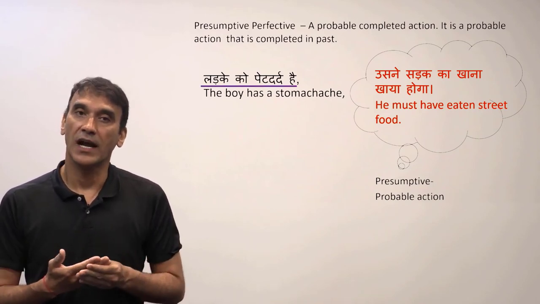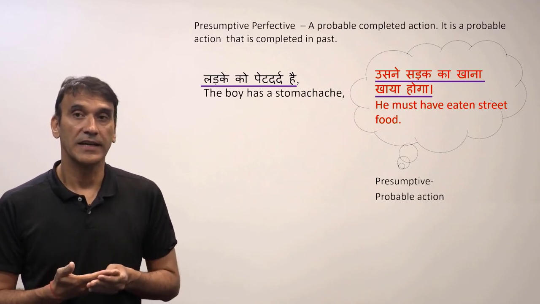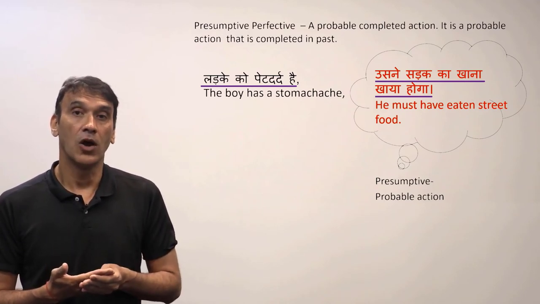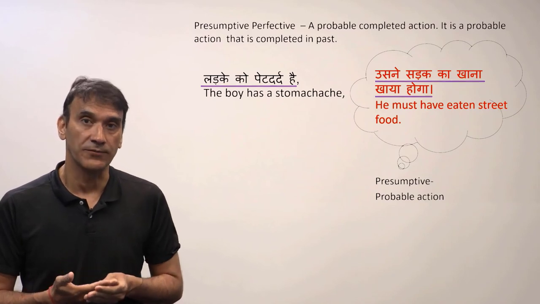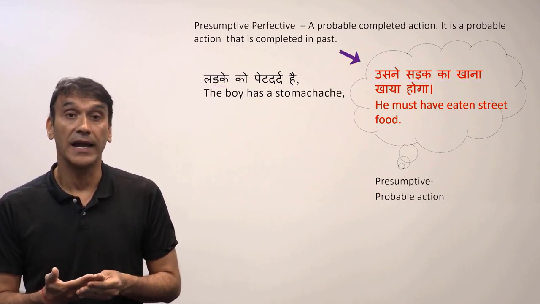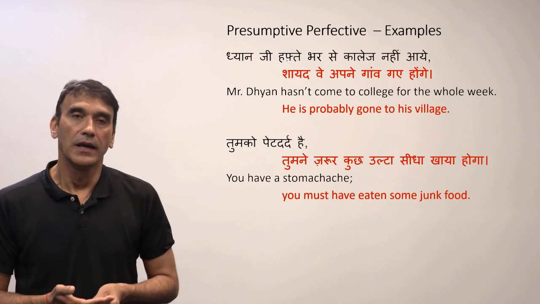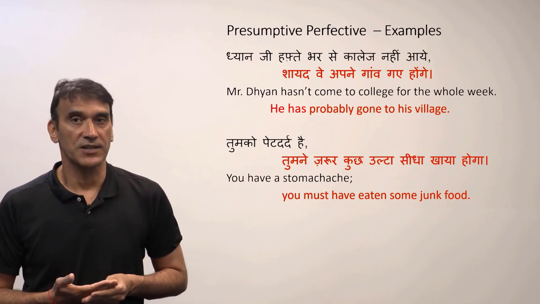Ladke ko pet dard hai, usne sadak ka khana khaya hoga. The boy has a stomach ache, he must have eaten the street food, or he has probably eaten the street food. So again, the speaker knows that the boy has a stomach ache, and he is presuming that the boy has eaten the street food. Here are a few more examples of the presumptive action.